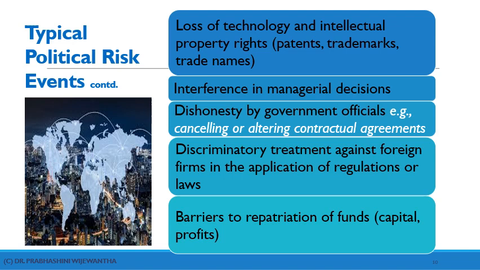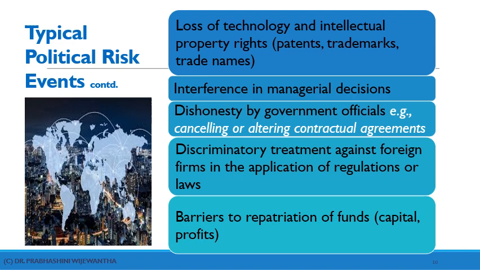However, based on the nature of the political leadership, the political leaders may decide to take over that technology or imitate that technology and use it in other industries which are competing with this global company. And also sometimes the companies may not get their intellectual property rights. Intellectual property rights mainly include patent rights, trademarks, and trade names.